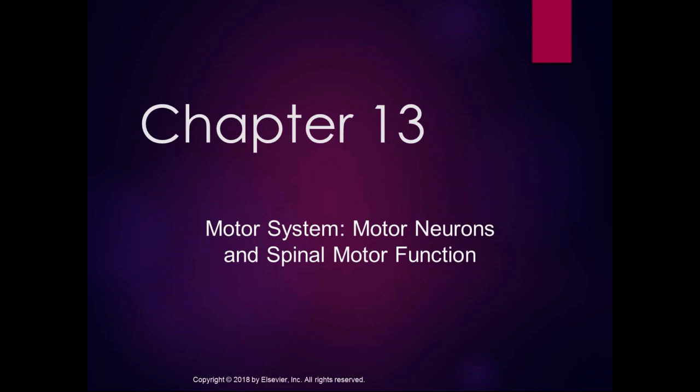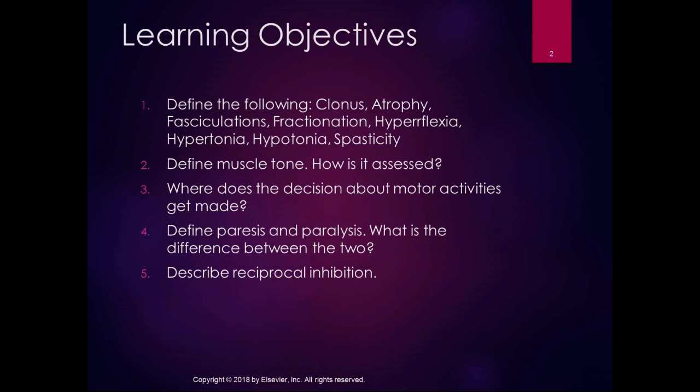So, the learning objectives, and some of these cross over into chapter 14, so really these are for chapter 13 and 14, and I'll review them again at the beginning of the chapter 14 lectures. I want you to be able to define those terms: clonus, atrophy, fasciculations, fractionation, hyperreflexia, hypertonia, hypotonia, and spasticity. We'll talk about all of those.